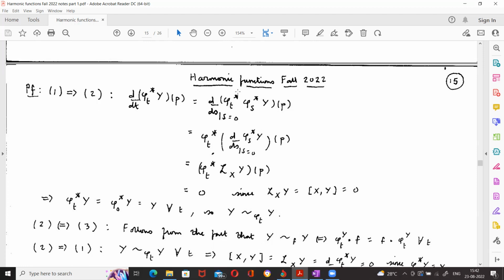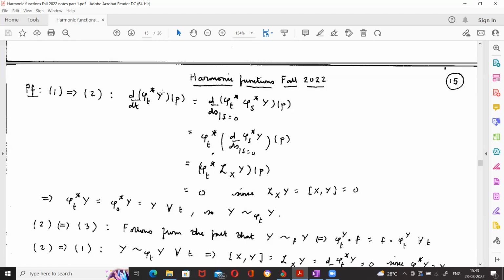Now, phi t star is a linear operator, so I can take it outside the derivative. This will become phi t star of d/ds at s equal to 0 of phi s star of y, and then evaluate at p. Does this make sense? Yes, sir. But now what is the derivative inside? The derivative inside is just L_x y, by definition, d/ds at s equal to 0 of phi s star y. This is L_x y. So I get phi t star of L_x y at P, but L_x y is the bracket [x,y], which we're assuming is 0. So this becomes 0. Therefore, the derivative of phi t star y at P is 0 for all t.